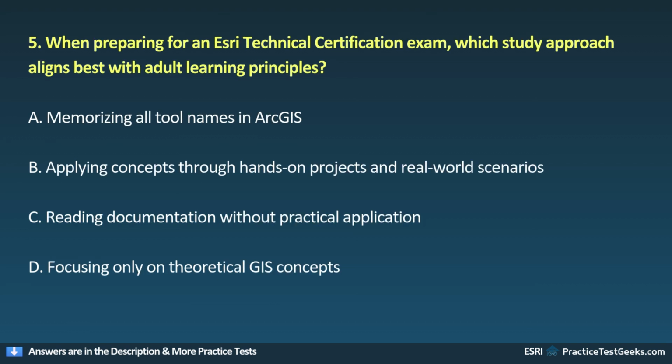5. When preparing for an ESRI Technical Certification exam, which study approach aligns best with adult learning principles? A. Memorizing all tool names in ArcGIS. B. Applying concepts through hands-on projects and real-world scenarios. C. Reading documentation without practical application. D. Focusing only on theoretical GIS concepts.